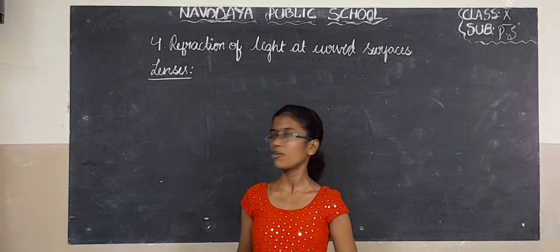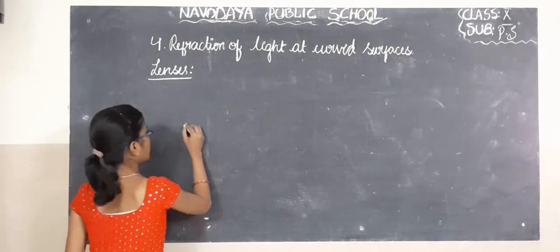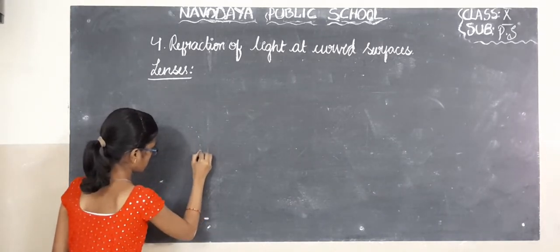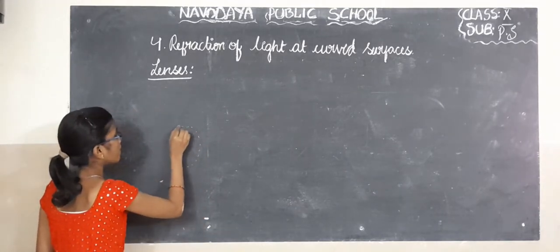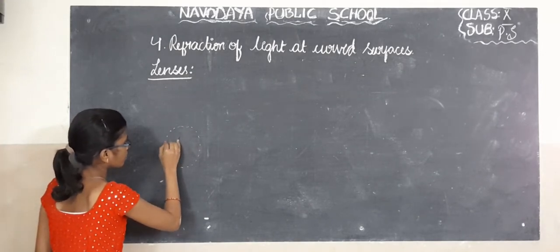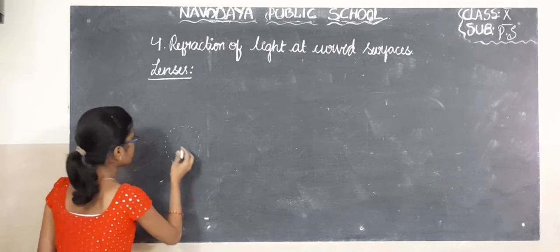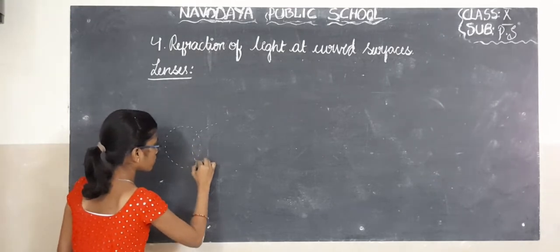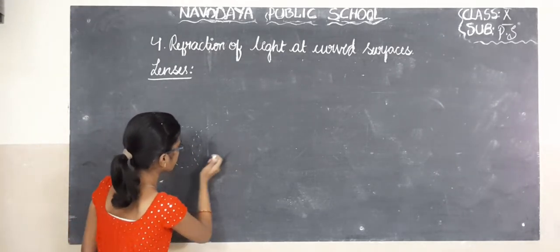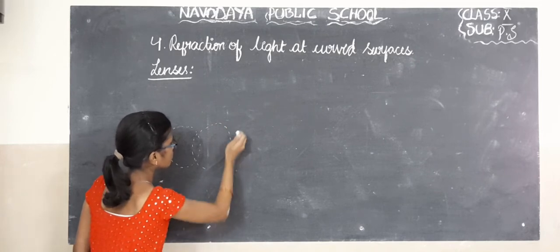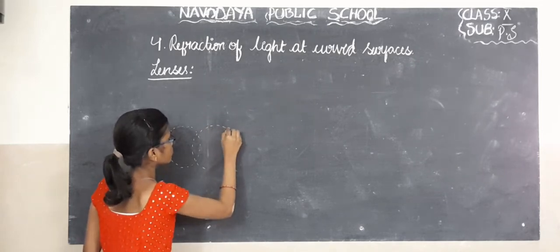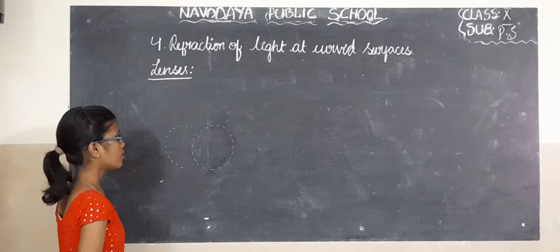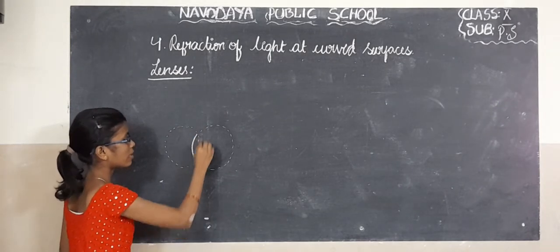Now I am going to explain the topic of lenses. First let us draw two spheres. Here in the middle we can find out the biconvex lens.